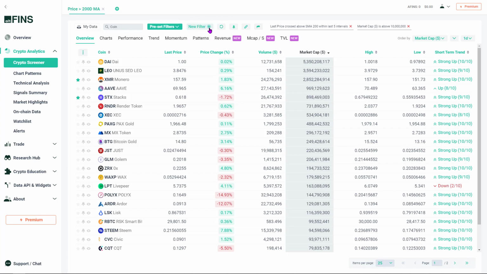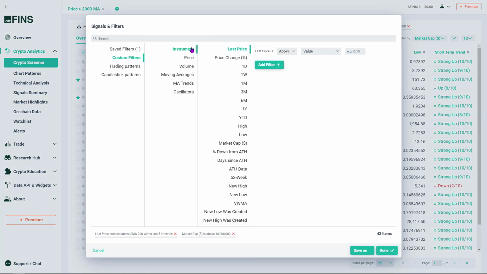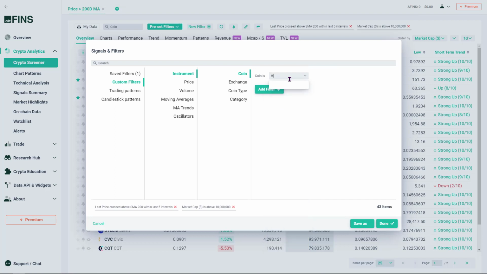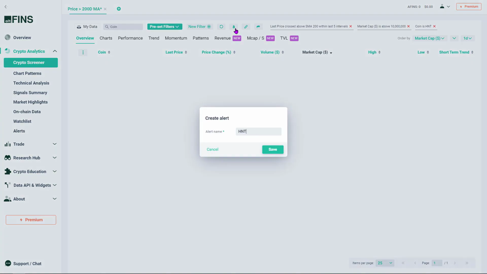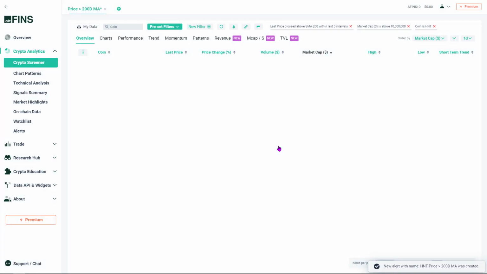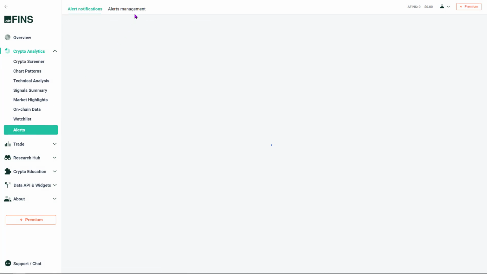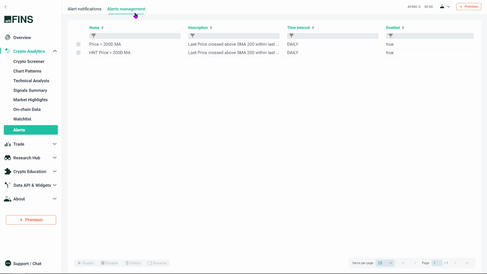Next, we narrow down our filter criteria to only include Helium coin, symbol HNT. Now, we create an alert from this filter. That's it. You're done. You will receive notifications and emails when price of Helium coin crosses above the 200-day moving average.